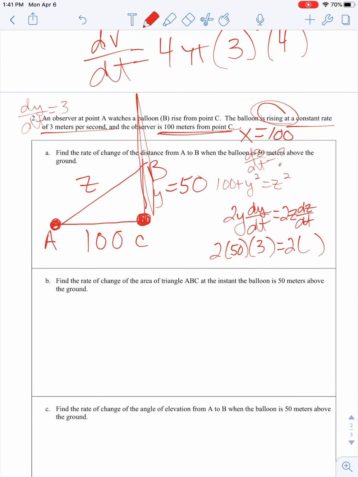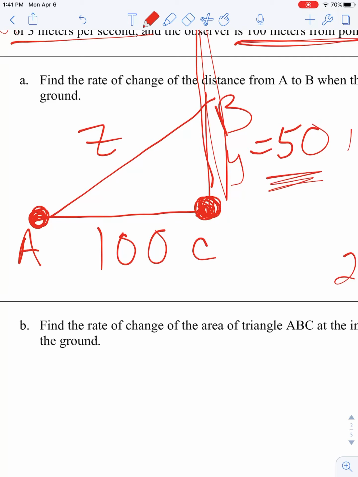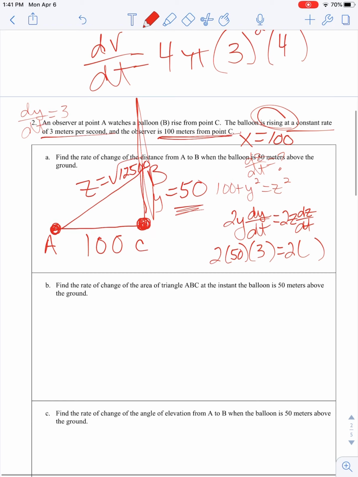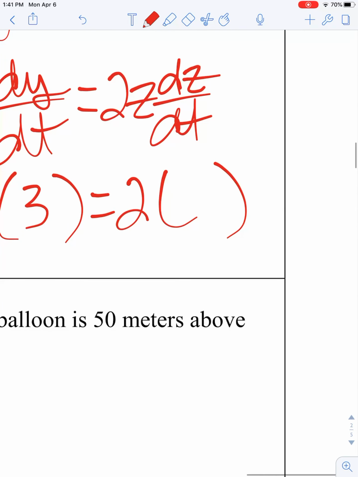Well, at the moment that y is 50, I would have to do the Pythagorean theorem to find z. So if you do 100 squared plus 50 squared, z is going to be the square root of 12,500. So that's where that comes from at that moment. So just be careful with that.